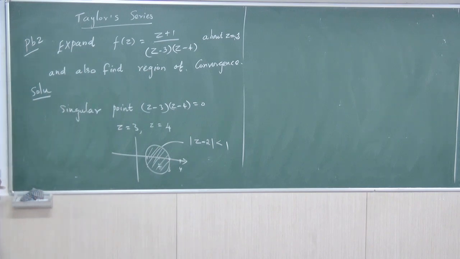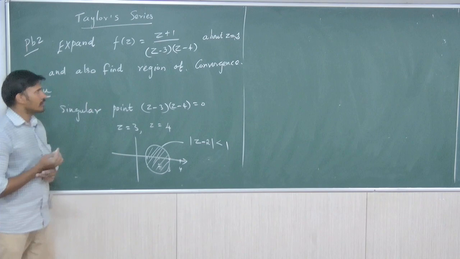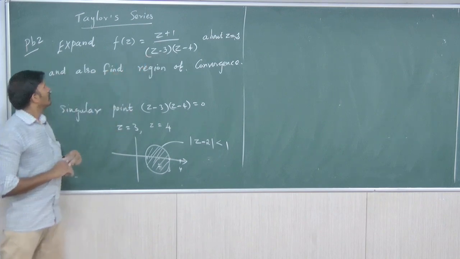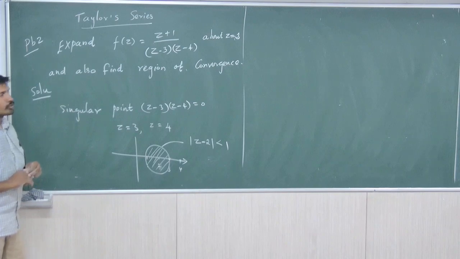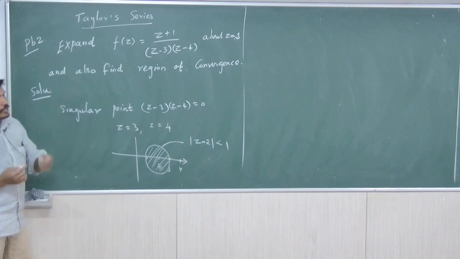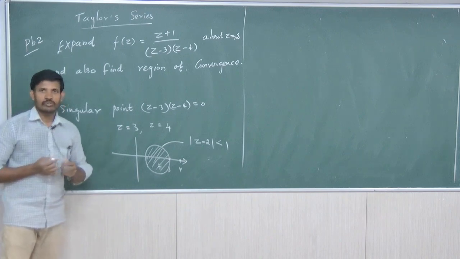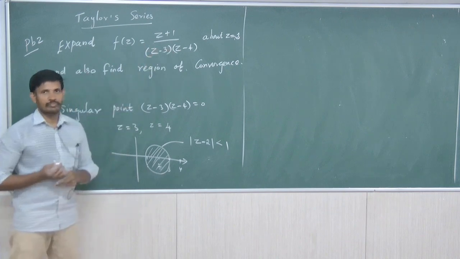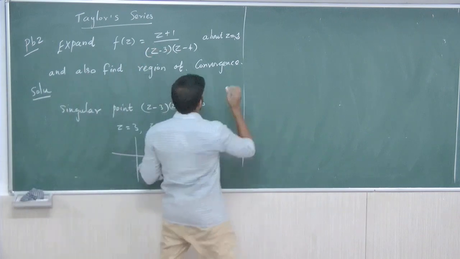Right? So next one is, if you want to expand this function, you must write a sum of two fractions. That fraction's denominator should be a single factor. Then only you can apply binomial expansion. So for that I am going to use partial fractions. Right? So what is a partial fraction?